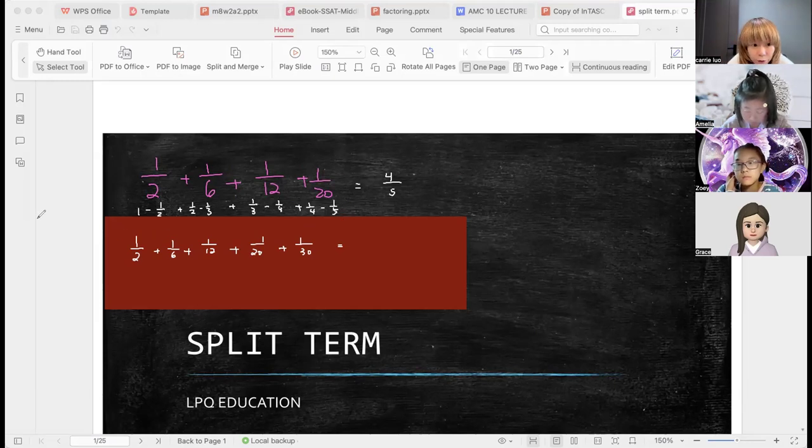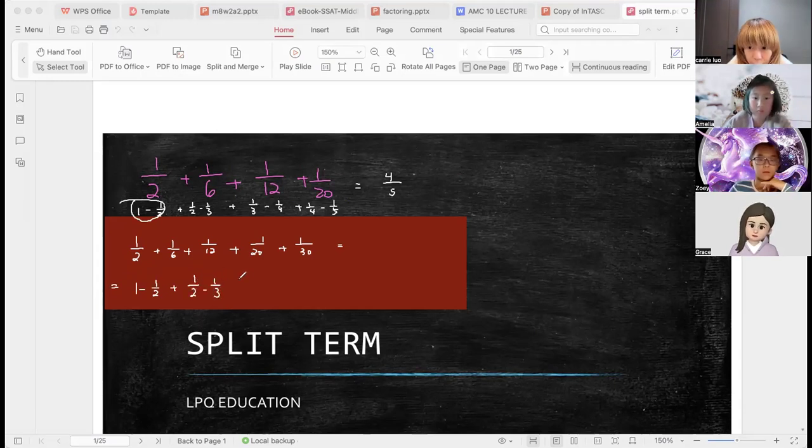Okay, I'm still thinking, okay? So I'm going to help you a little bit. Think about it. 1 over 2 equals what, Amelia? It's the same thing. 1 over 2 equals 1 minus 1 over 2. Yes. So Zoe, 1 over 6 equals what? It equals 1 over 2 minus 1 over 3. Yeah, so 1 over 12 equals what, Grace? 1 over 3 minus 1 over 4.